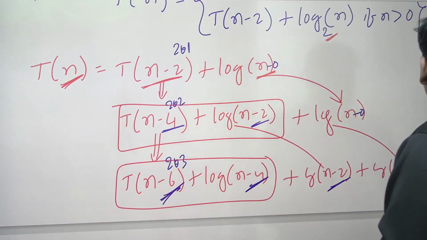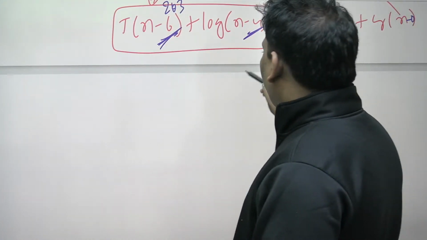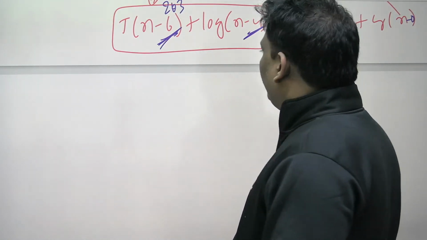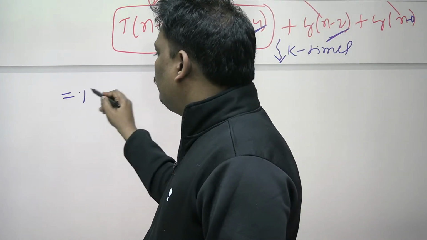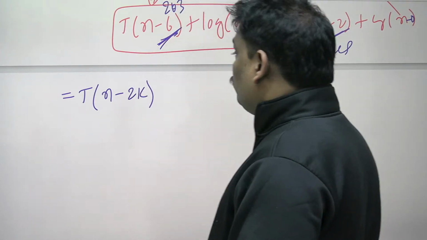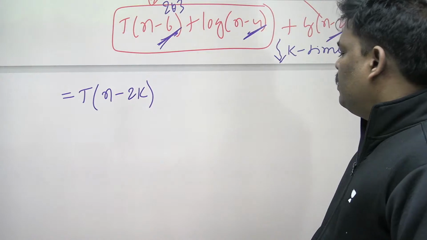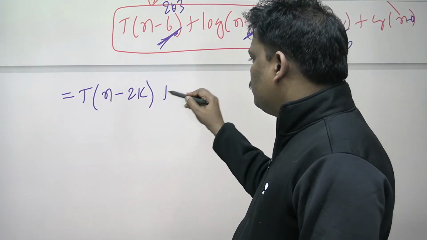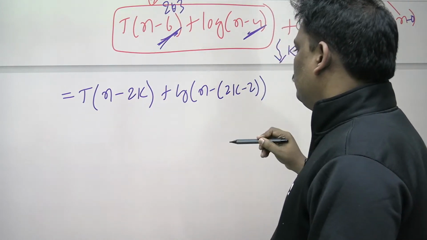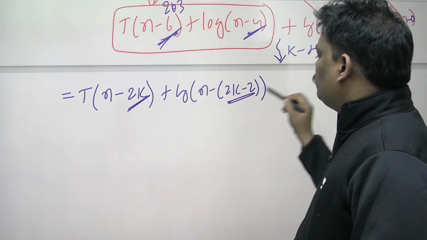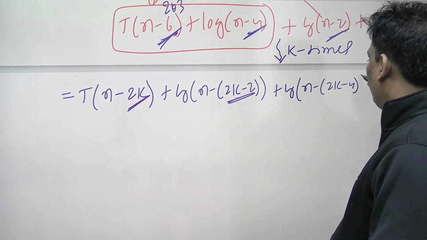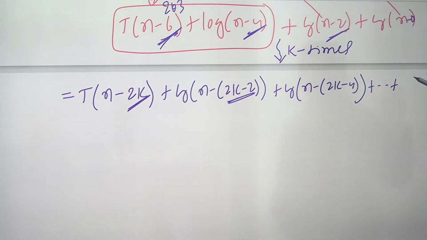Because if you are really comfortable with what is going on, can you do it yourself? If I do k times, then it will become T of n minus 2k. If I do 3 times it is 2 into 3, so if I do k times, n minus 2k plus log of n minus 2k minus 2, 2 less, because here it is 2k minus 2. Next one, log of n minus 2k minus 4, and so on. Lastly, log n.